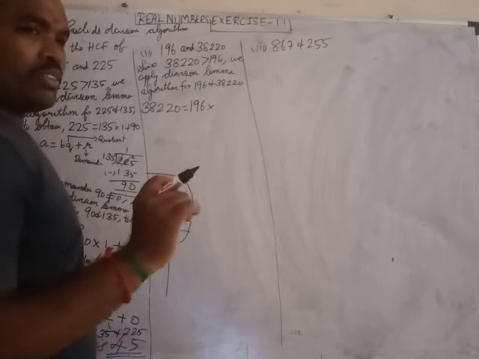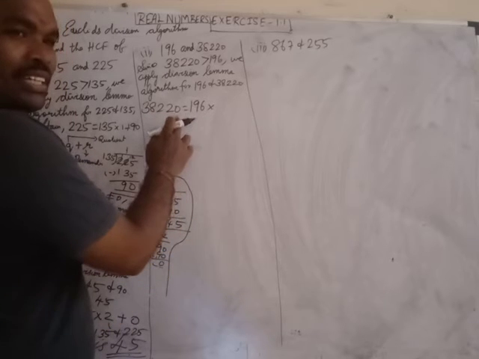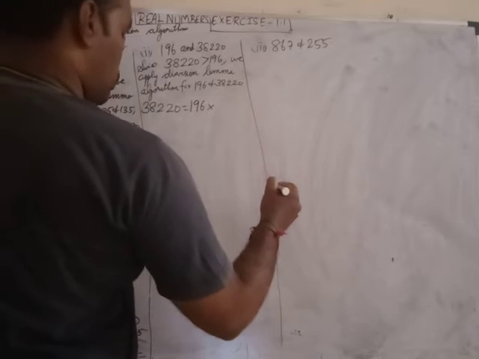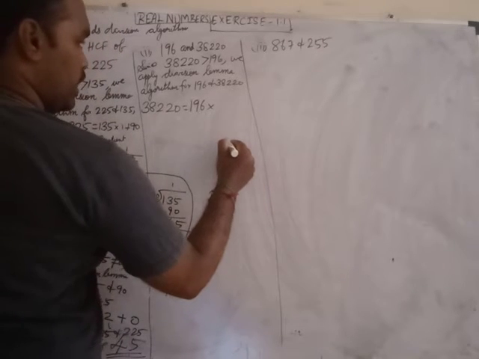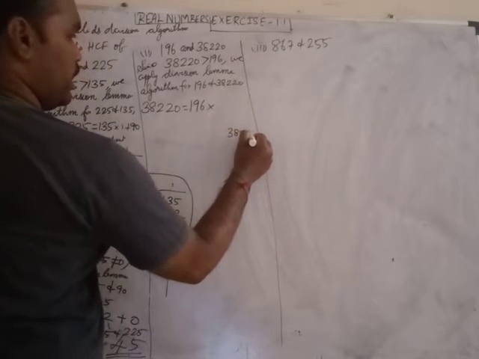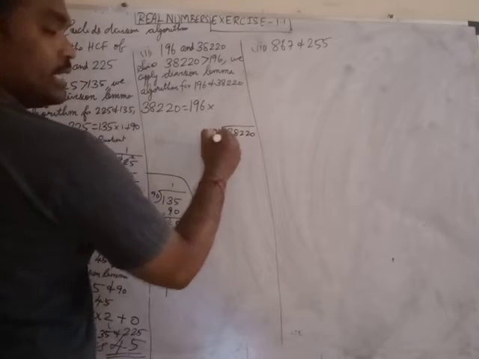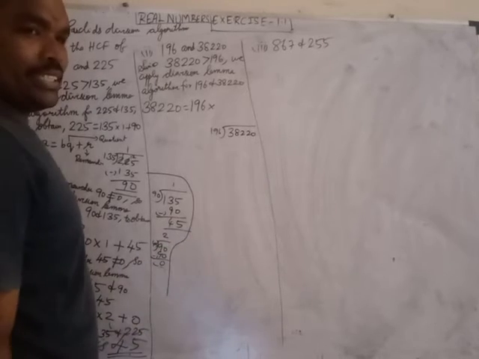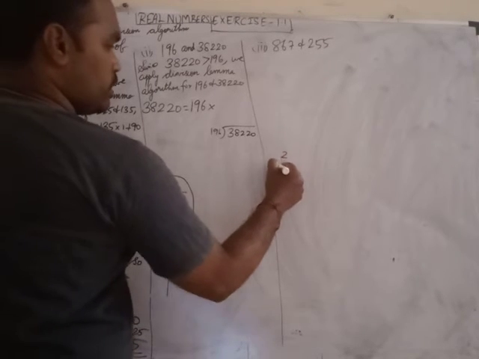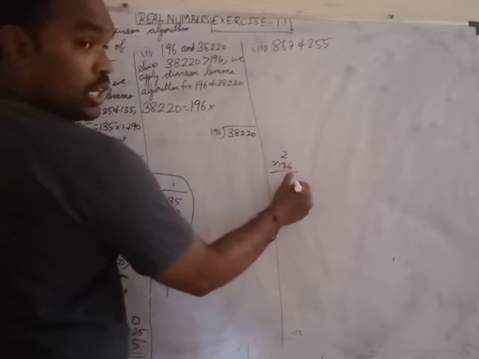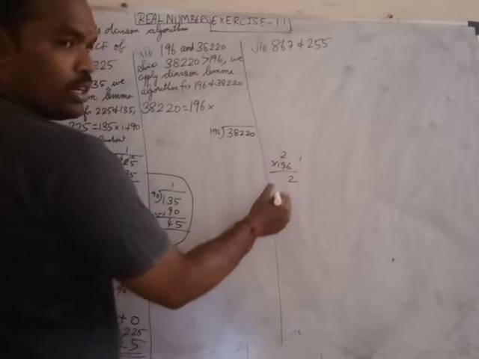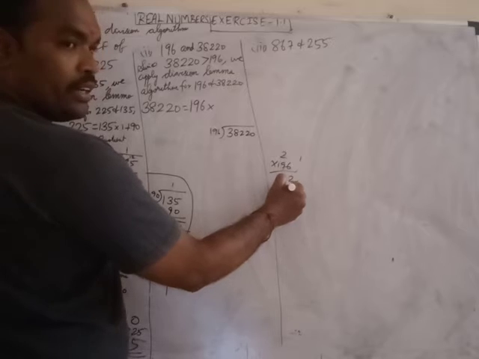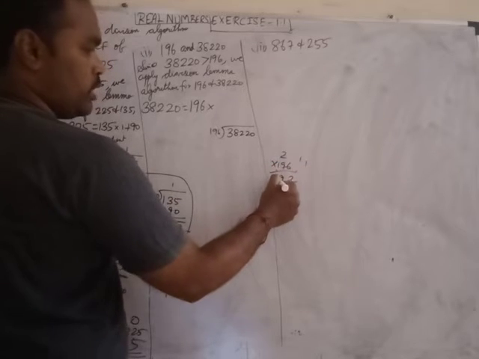Why do we need to multiply with 3 digits? Because here 38,220 is there. So how can we do it? 38,220 divided by 196. So how much will it come? 1 into 196, 196. 2 into 196, how much will it come? 6 2s are 12, balance 1. 9 2s are 18, 18 plus 1, 19. 1, 2 1s are 2, 2 plus 1, 3.